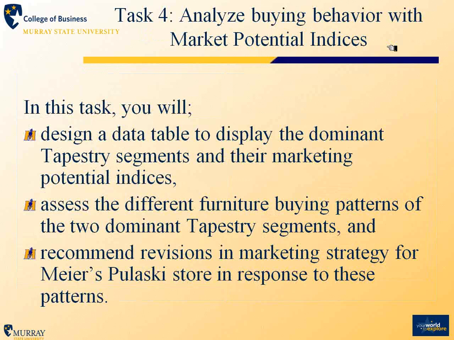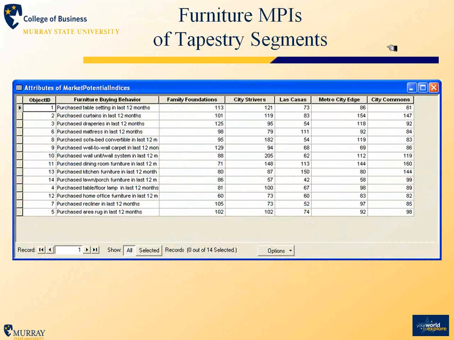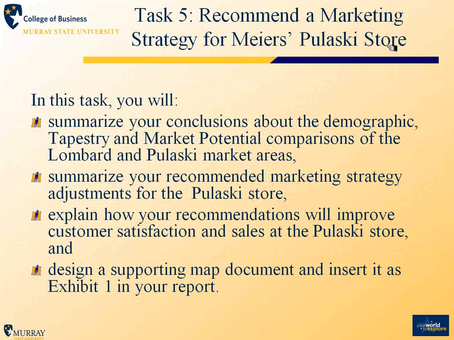In Task 4, you will extend the tapestry segmentation analysis by taking into account market potential indices. You will use the MPIs that are developed by MediaMark Research, and you will use them to study differences in buying behavior, media exposure, and purchasing patterns between the market areas in the Lombard and Pulaski store areas. So this is the type of data that you'll be using. It indicates furniture buying behavior of the segments in the two markets, and you can use this to identify differences between the major segments for each of the two stores.